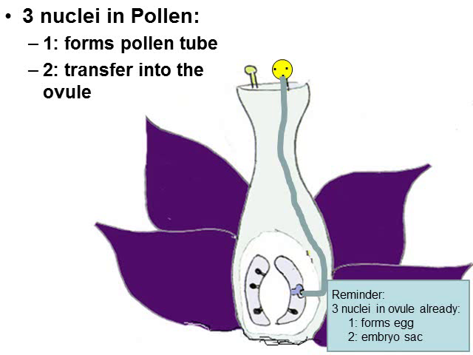Now, here's a reminder: in an ovule, there are already three nuclei. Remember, eight nuclei were created in the female ovule. But of the eight, five died, and one is going to form an egg. Two of them are going to form the embryo sac. There are already three nuclei in there. But when the two nuclei in this pollen travel down the pollen tube, that brings us to a total of five. So there are five nuclei in that ovule now. Three from the female, two from the male.